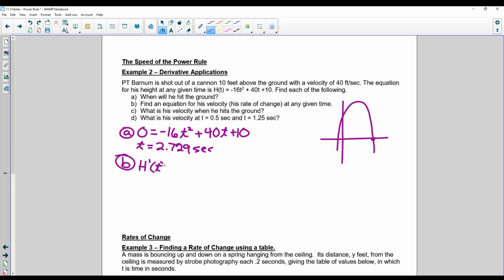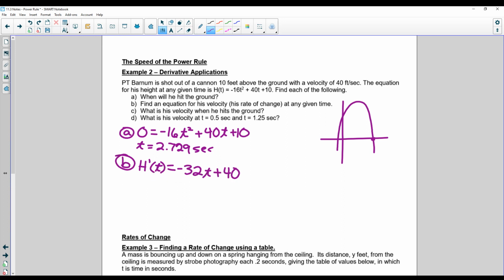H prime of t equals, I'm just doing the power rule. I'm going to take my 2 times the negative 16 and get negative 32, and drop that degree by 1, so it'll be t to the first. Then the power rule on the plus 40t: I take 1 times 40 and get plus 40, and drop the t down a degree. Well, t to the 0 power is 1, so the t goes away. The derivative of the 10 is just 0, so I'm not going to bother writing plus 0. Boom, we're done. This equation will give me the velocity at any given time.